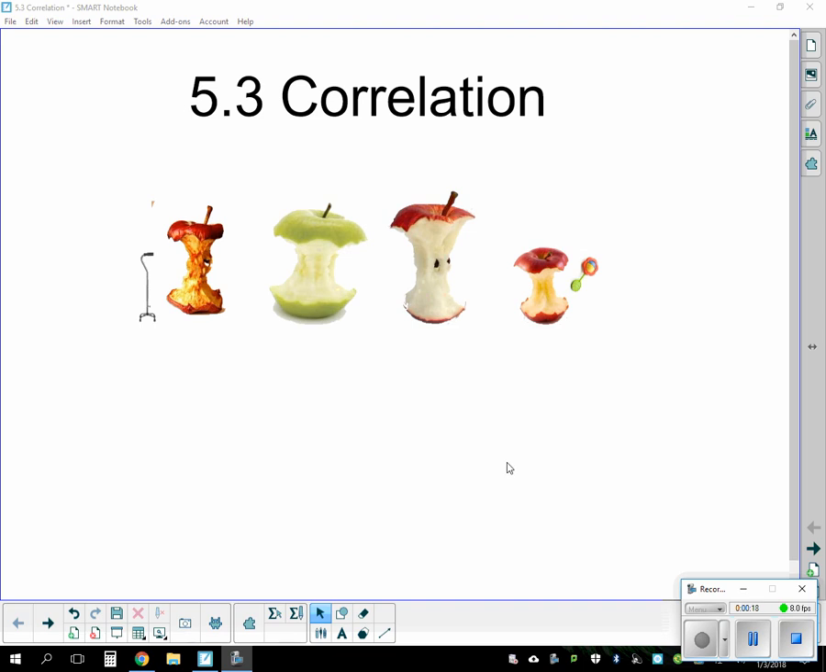So just a little funny joke here, correlation. These are obviously apple cores, and they're related. This is grandpa apple core, and maybe mom apple core, and dad apple core, and a baby apple core. So they're correlated. Correlation. Get it? Get it? Okay. All right. Moving on.